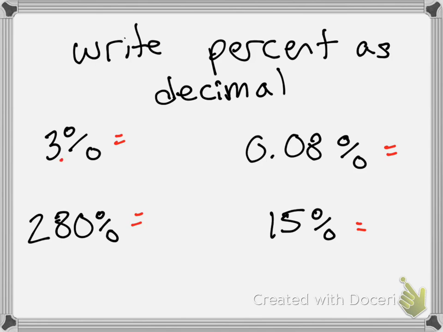Exactly, at the end. If we don't have a decimal, it's always at the end. So we move it over 2 times because we've got 2 little percentage bubbles. So we move it over 1, 2. What's our answer then for 3%, Fernando?